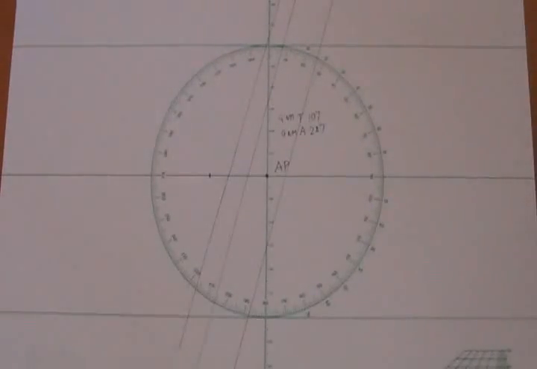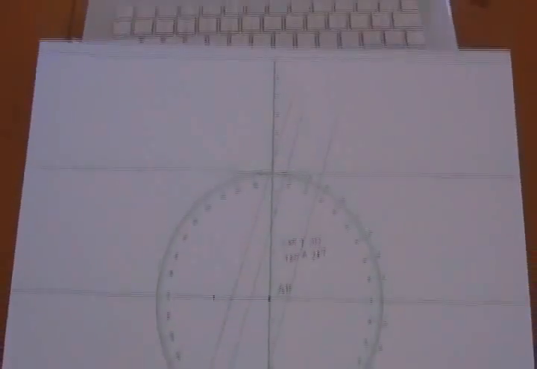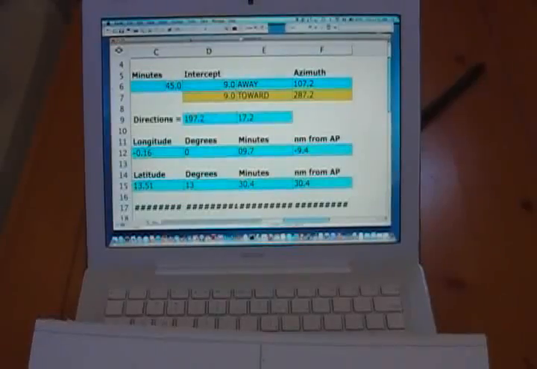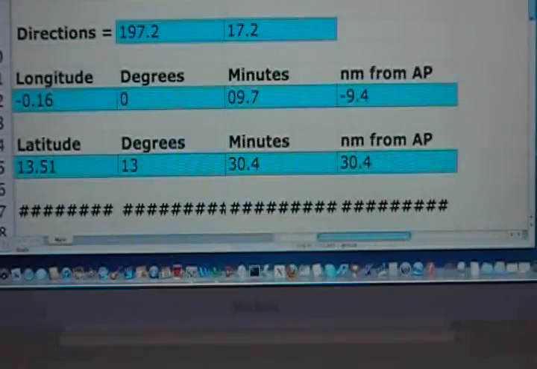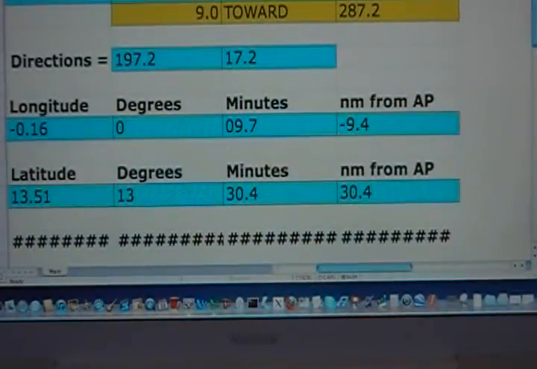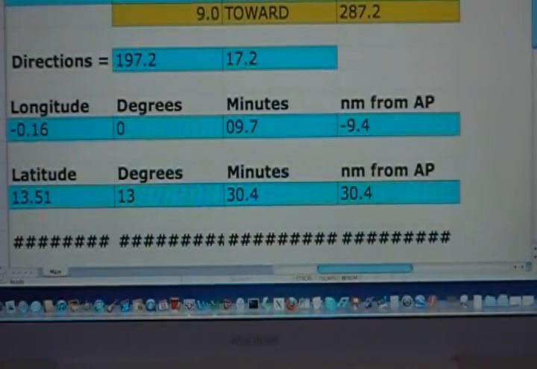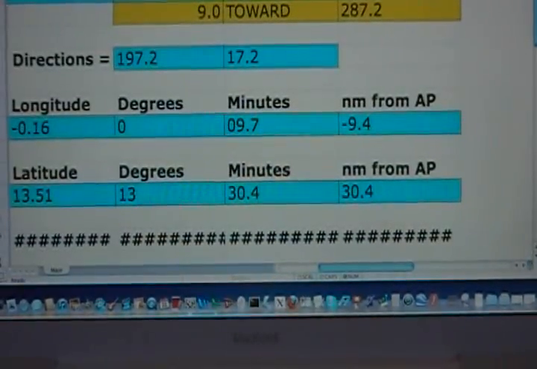Finally, there is one more possibility for plotting this LOP. The spreadsheet that I used here, intercept.xls, also calculates the intersections that the LOP makes with the AP's meridian and parallel of latitude. Notice that the LOP, the original one, crosses the meridian of AP at 30 miles north from the AP, and it crosses the parallel of latitude for the AP 9 miles west from the AP.